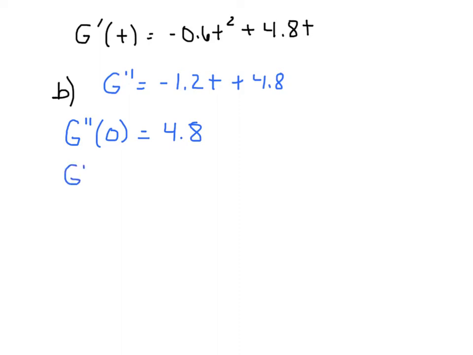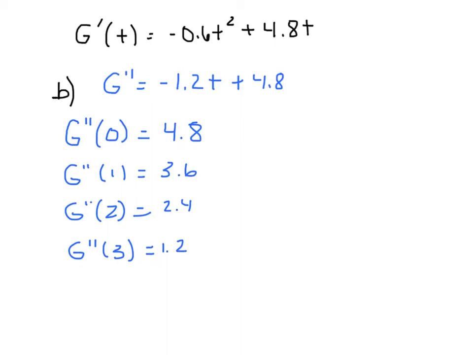G double prime of 1 is 3.6. G double prime of 2 is 2.4. G double prime of 3 is 1.2. G double prime of 4 is 0. Now it's interesting that that 0 corresponds to 2004, which we noticed was our year with our biggest growth. Let's see what G double prime of 5 is.